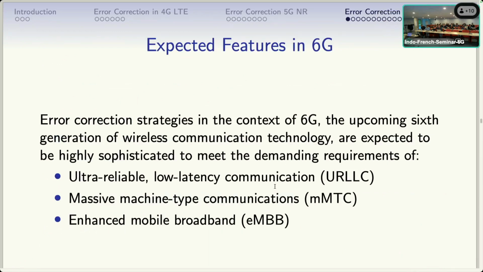One word that comes repeatedly is ultra reliable low latency communication, and it is expected to connect with 6G, like UMTS, LTE. Some authors have already connected this. Then massive machine type communication, then eMBB. So these are the expected features of 6G. To achieve these features, what are the things that we could have in the error control part? That is what we are going to look at in this talk.